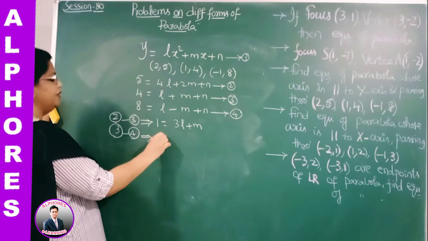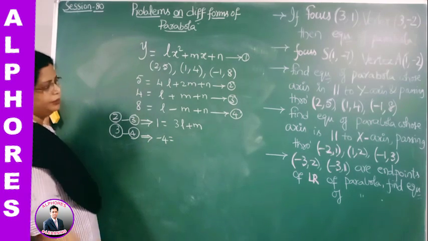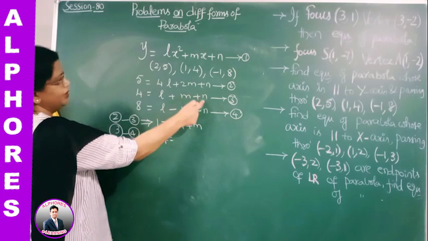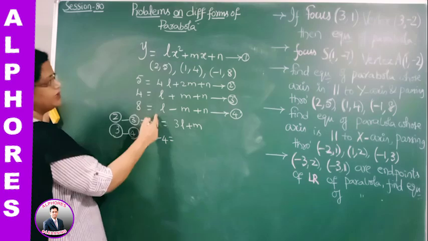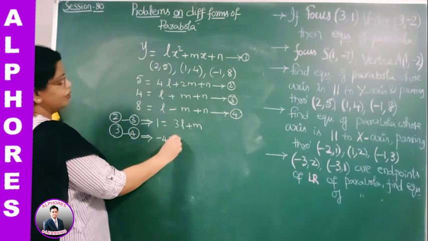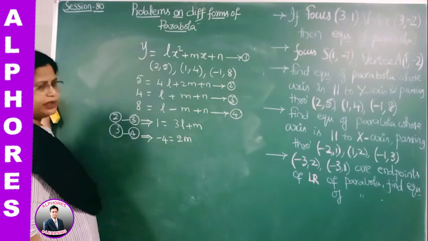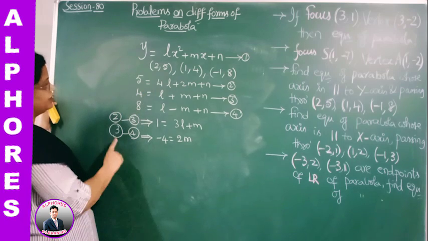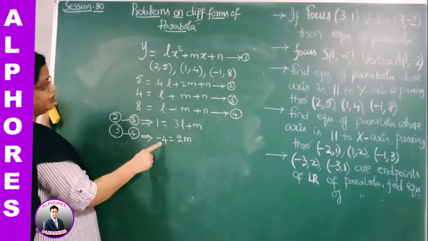4 minus 8 minus 4 is equal to, and on this side we are subtracting, therefore here minus n, this cancels as well as L also cancelled. So how much do you get here? 2m. We subtracted here 3 and then here 4. That means 3 minus 4. So 4 minus 8 minus 4.